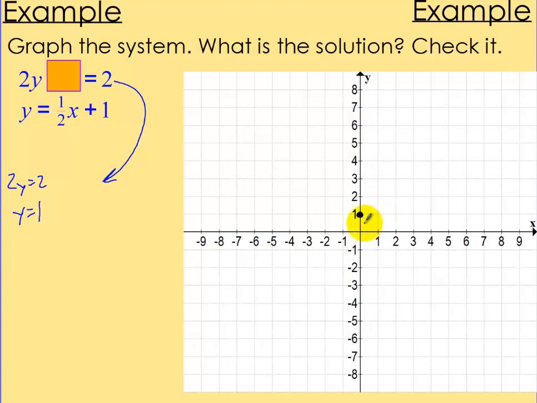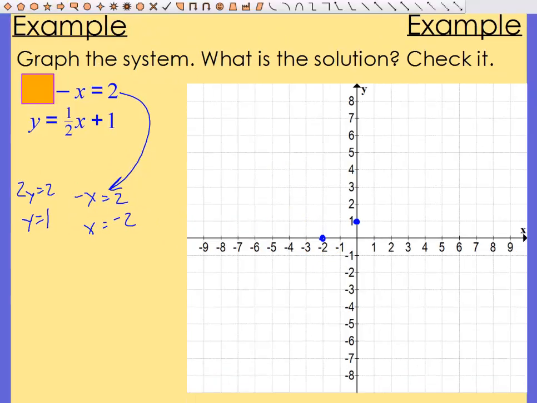So I'm going to plot that point right here. Now let's cover up the other side. So the other side, the equation is going to be -x equals 2. So that means x equals -2. That's my other intercept, and it's going to be right here. Now that I've plotted those two, I can draw a perfectly straight line between them. And it'll be something like this. Just like that. That's pretty close.